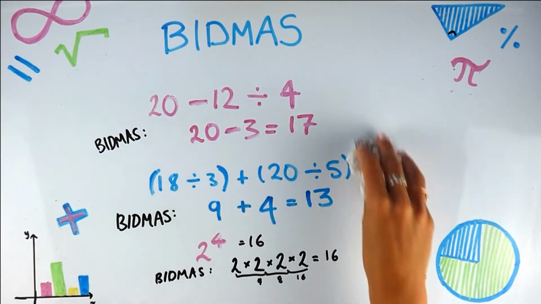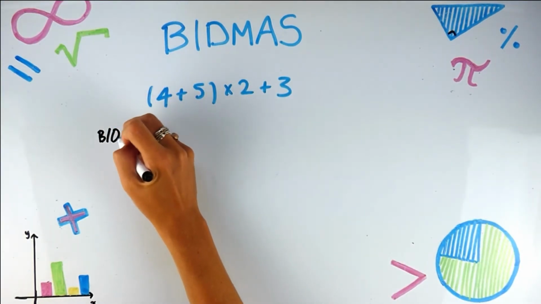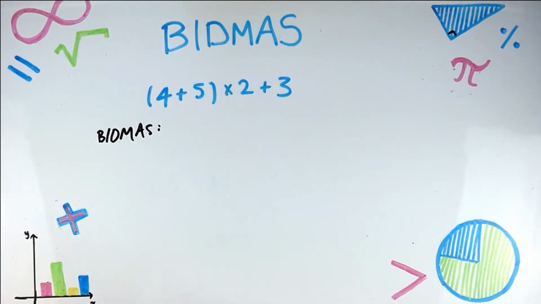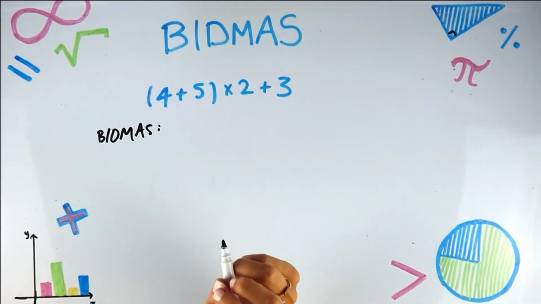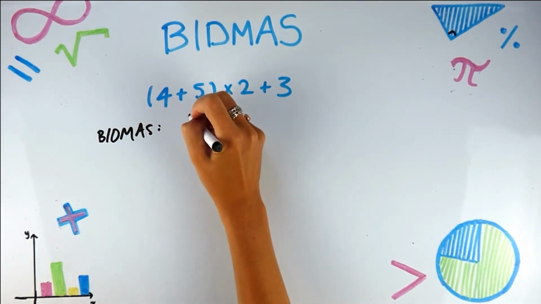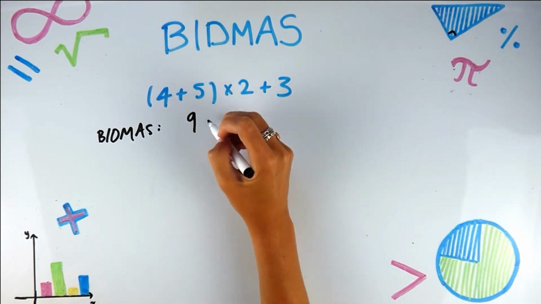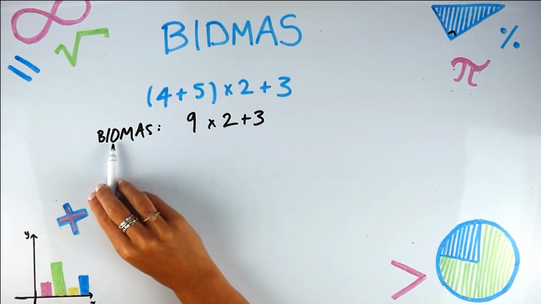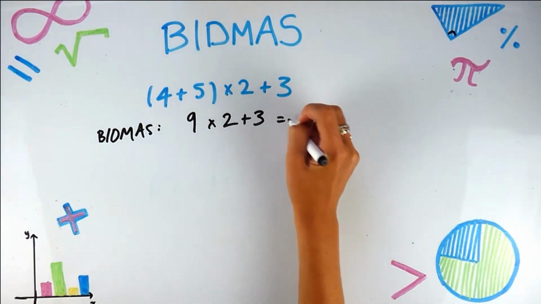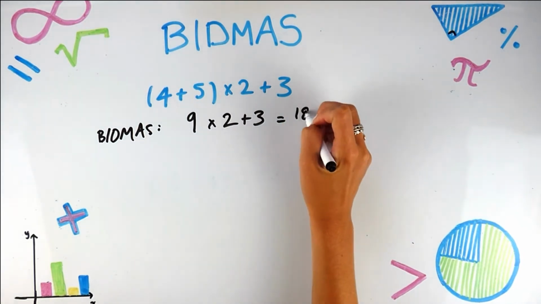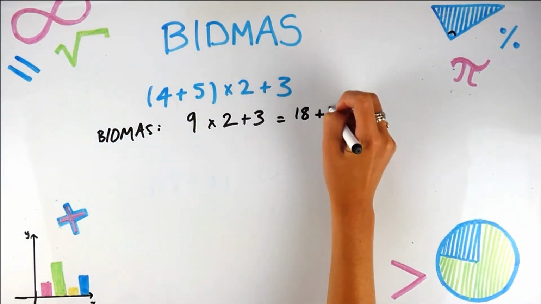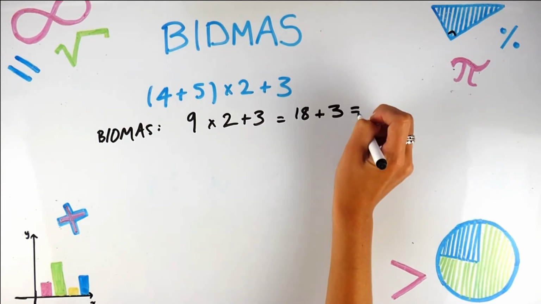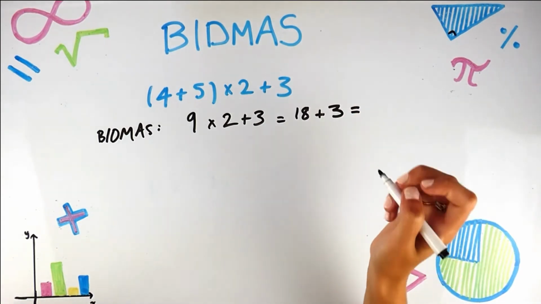Okay, let's do some more. I've just asked myself that question of what I do first. Brackets. Yes. What's inside the brackets? 4 plus 5. One thing we can do with that, which is 4 plus 5. Multiplied by 2 plus 3. So there's 2 operations, so I actually need to know which one to do first. Brackets, indices, division, multiplication. I have multiplication, so I'm going to do that first. 9 multiplied by 2 is 18 plus 3. One thing I can do with that, 18, 19, 20, 21.